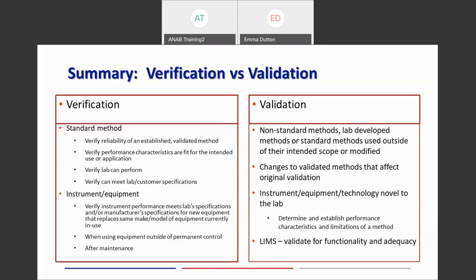For validation, on the other hand, you're establishing and determining those performance characteristics. You do this for non-standard methods, methods that you develop for a specific purpose, or for standard methods that are used outside their intended scope or modified. If you have a change to a validated method, you need to see how that affects the validation and then possibly revalidate. And of course, if you're bringing on new equipment, new technology that's novel to the laboratory, and you have not determined the performance characteristics, and you've never used that methodology for operating that piece of equipment, then you need to validate that as well.